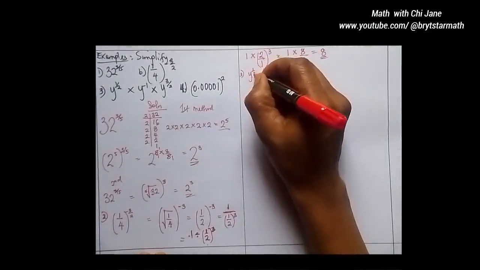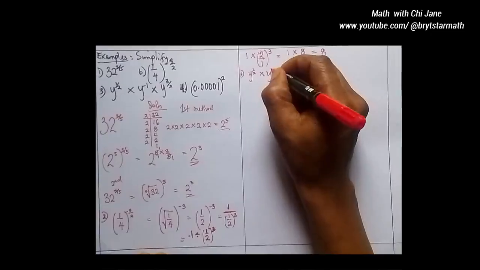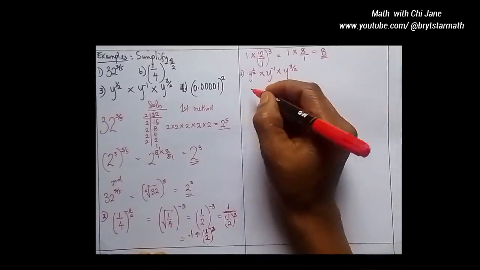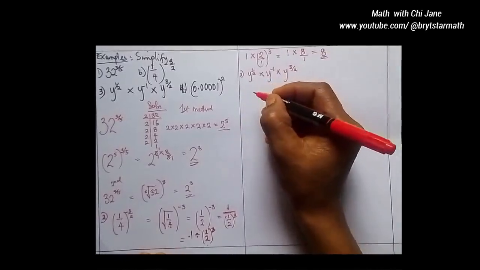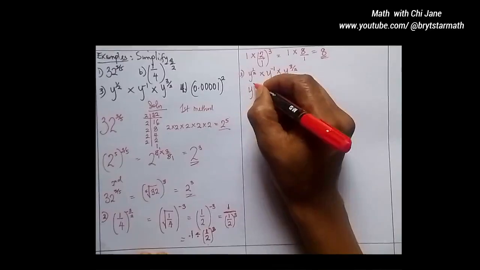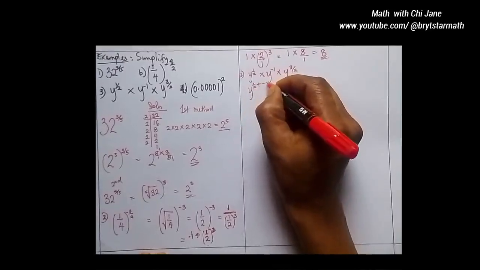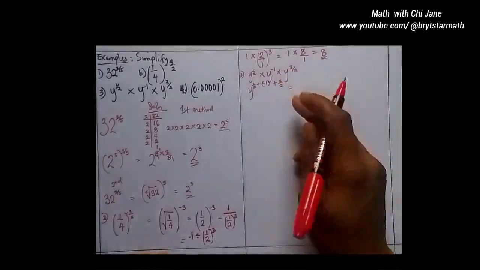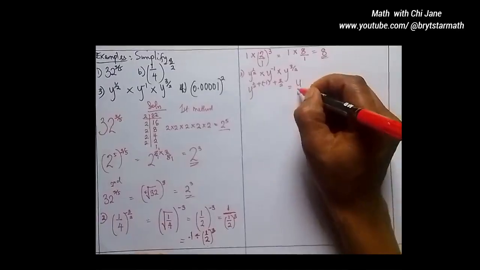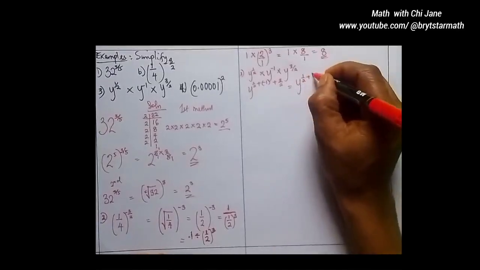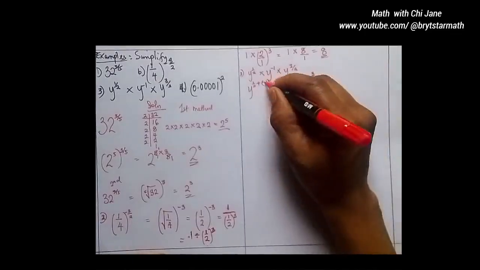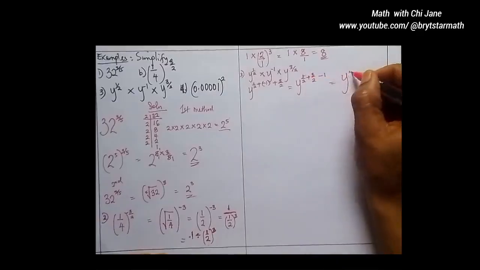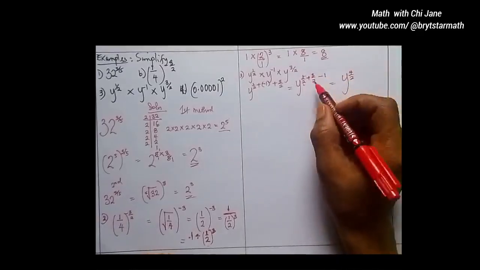Now the next one is y raised to the power of 1 over 2 times y raised to the power of minus 1 times y raised to the power of 3 over 2. So remember your multiplication power law, you add their indices. You have y raised to the power of 1 over 2 plus minus 1 plus 3 over 2. So let me add up first before I subtract. So I have 1 over 2 plus 3 over 2, which gives y to the 4 over 2.